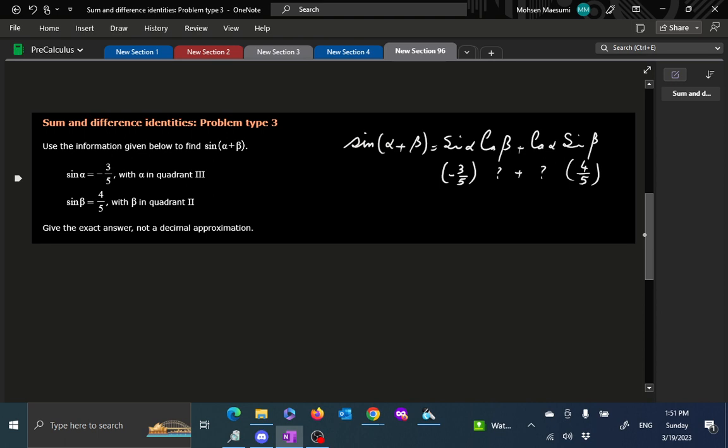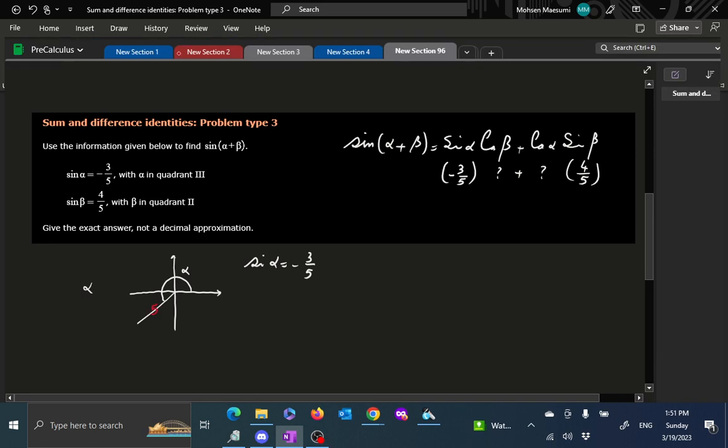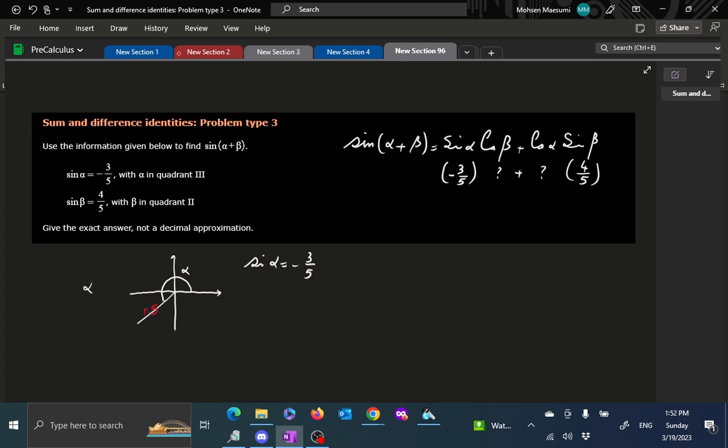So let's again draw our picture, say for alpha. So this is for alpha. Alpha is in quadrant 3, so we just draw something in quadrant 3. This is angle alpha. What we know about this is that sine of alpha is minus 3/5. So the denominator in positive form is best left for the radius. This is r equal to 5.